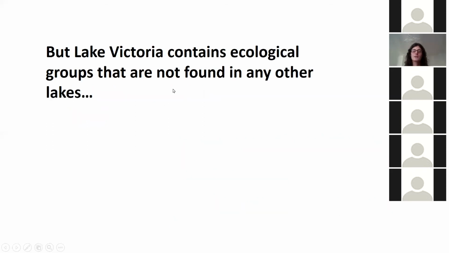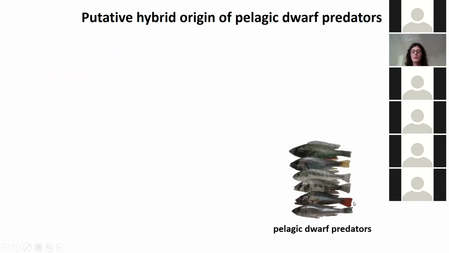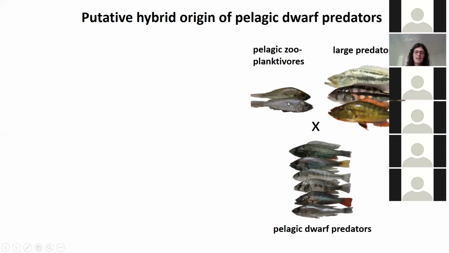But then comes one puzzling thing. So it's not just re-evolution of the same ecological groups, which happened in Lake Victoria. There are also many new ecological groups in Lake Victoria, which are not found in any of the older lake radiations. One example are pelagic dwarf predators, which are little predators that kind of look like a pelagic zooplanktivore, but they feed on fish like the large predators and also have kind of a predatory mouth.